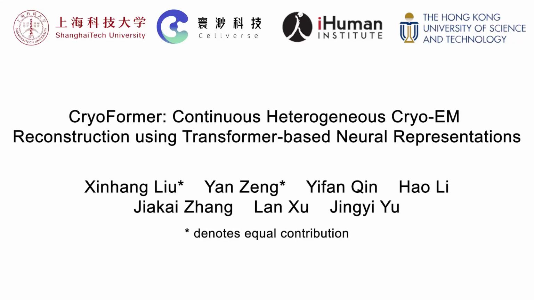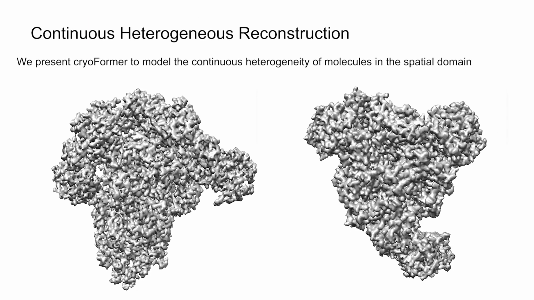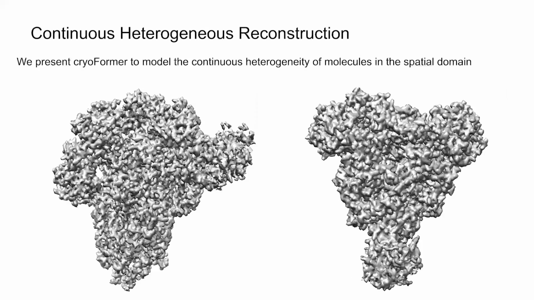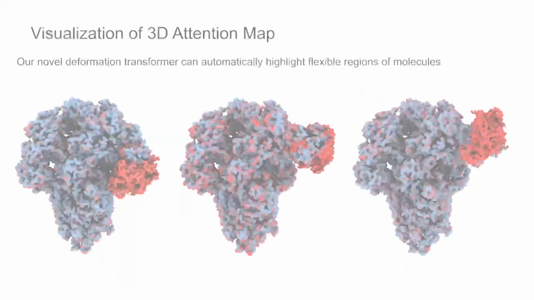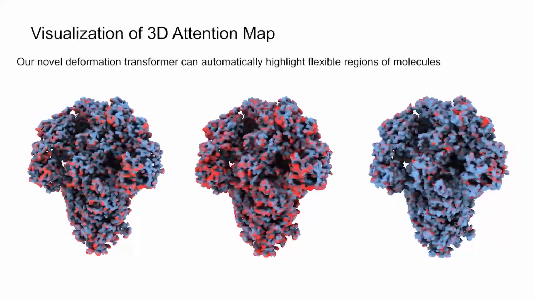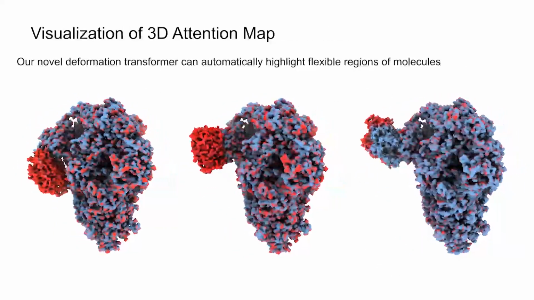We present CryoFormer, a novel method for continuous heterogeneous cryo-EM reconstruction. Our method can successfully reconstruct the heterogeneous structures of proteins and continuously model its conformational heterogeneity. It also enables highlighting flexible regions by analyzing its 3D attention maps.